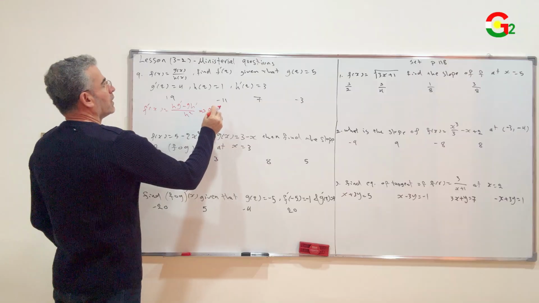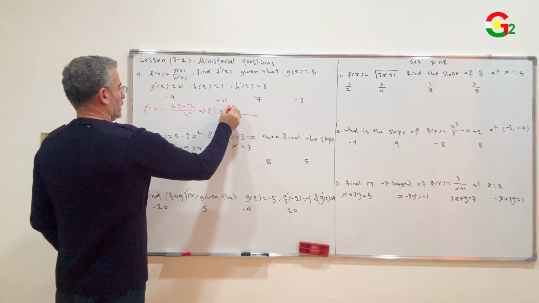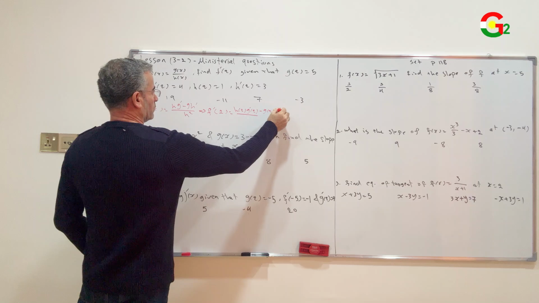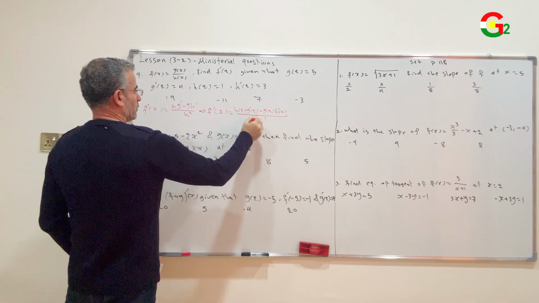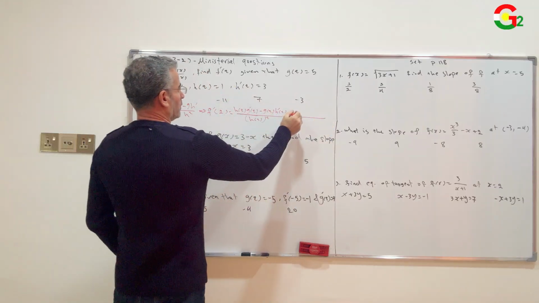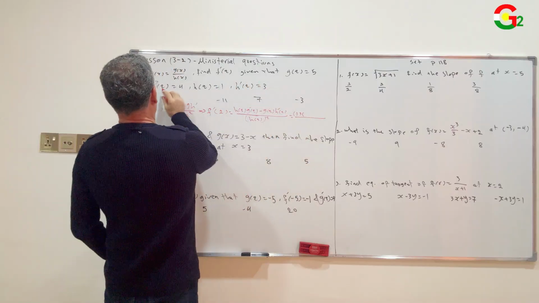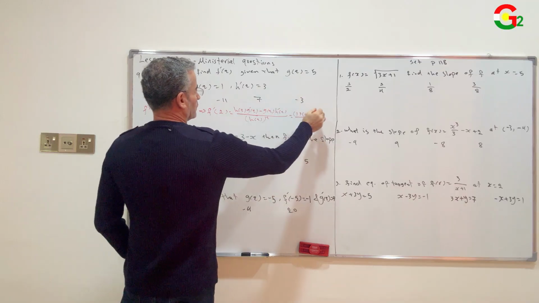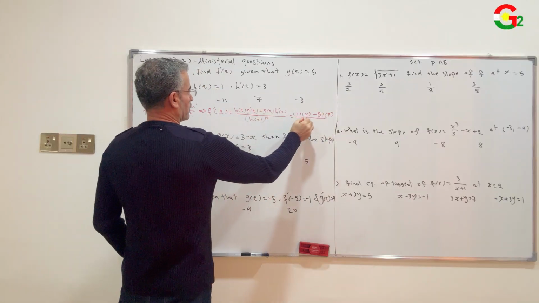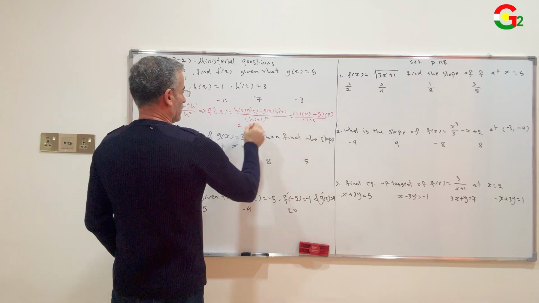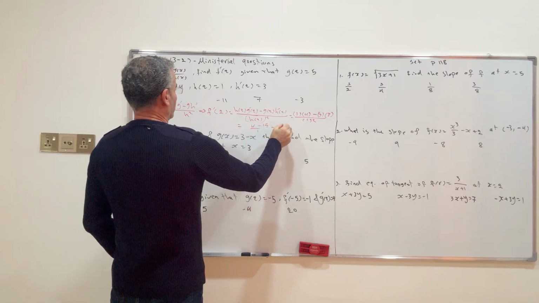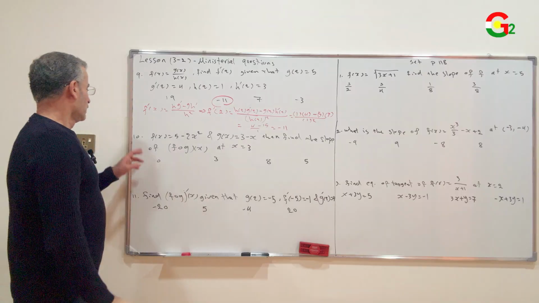Then f prime of 2 equals h of 2 times g prime of 2 minus g of 2 times h prime of 2, over h of 2 squared, equals 1 times g prime of 2, which is 4, minus g of 2, which is 5, times h prime of 2, which is 3, over h of 2, which is 1, squared, equals 1 times 4 minus 15 over 1, equals negative 11. Choice B.